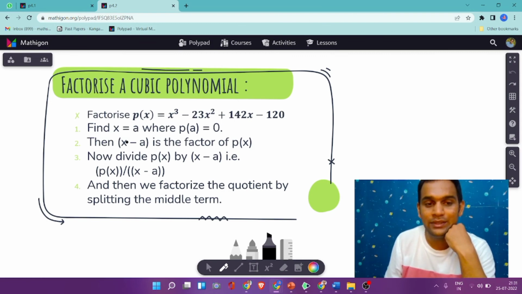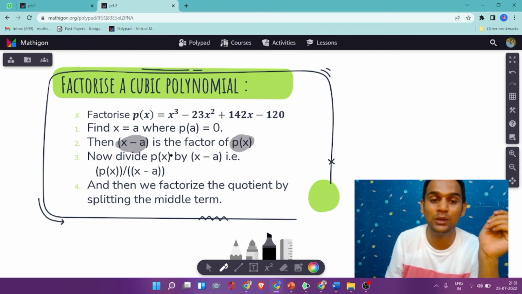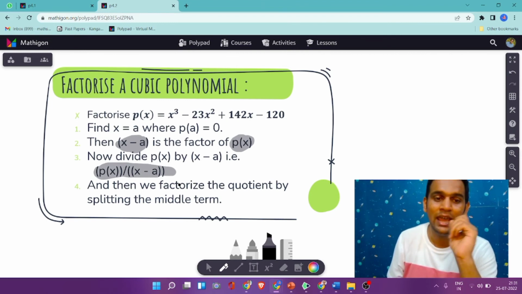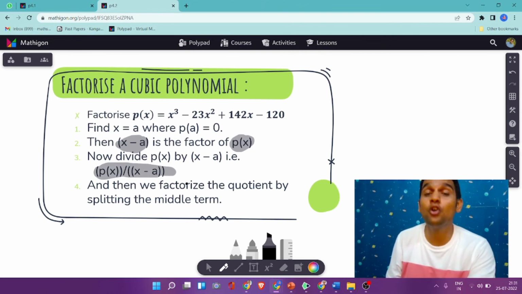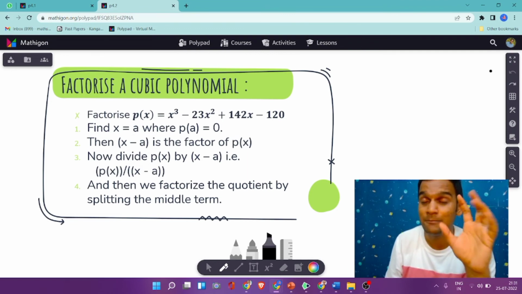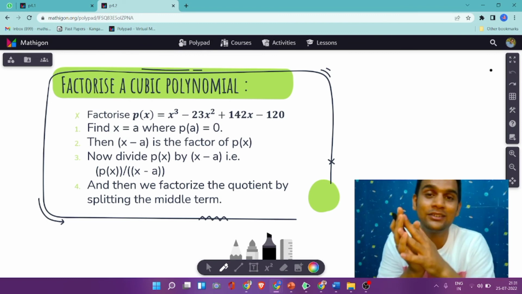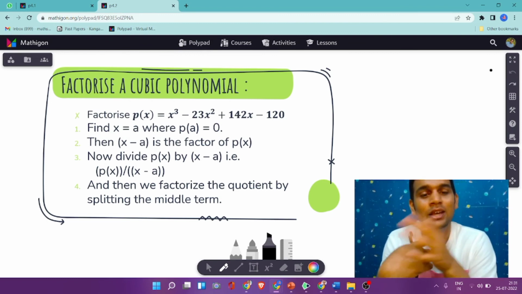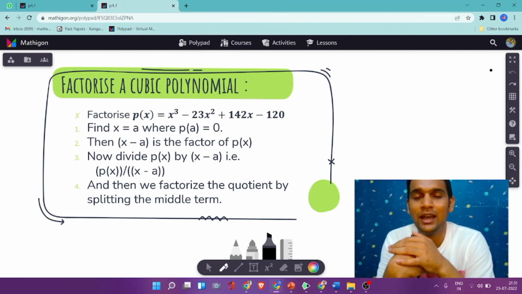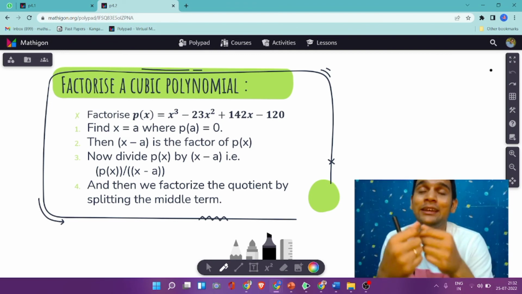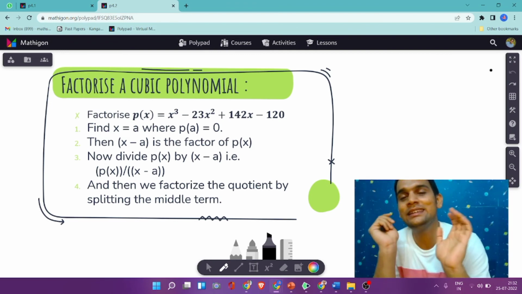Then what do we do? After we have got x minus a as the factor, we divide p of x by it, so we get p of x divided by x minus a. Whatever quotient we get, since the divisor is a factor, the quotient will also be a factor. That is what we learned from the factor theorem, right? Since that will also be a factor, we factorize it using splitting the middle term. We factorize it once again because we only want linear factors.